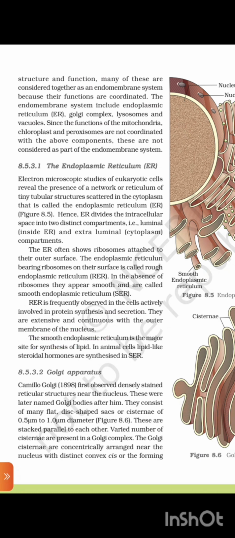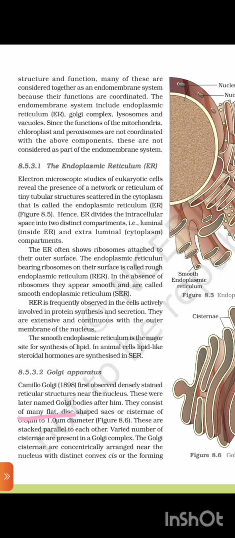The smooth endoplasmic reticulum is the major site for synthesis of lipids. In animal cells, lipid-like steroidal hormones are synthesized in SER. 8.5.3.2 Golgi apparatus. Camillo Golgi in 1898 first observed densely stained reticular structures near the nucleus. These were later named Golgi bodies after him.